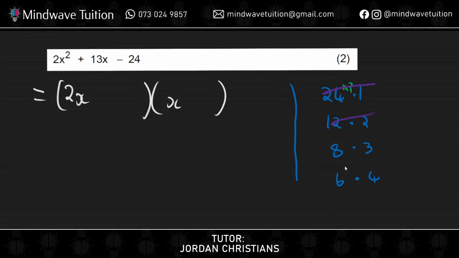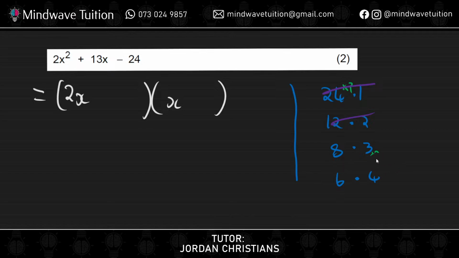So the only place where that's possible is 8 and 3, because 3 is an odd number and 8 is an even number. So it'll most likely be 8 and 3, but let's see. 3 times 2 is 6, and 8 plus 6 or 8 minus 6 is not going to work.